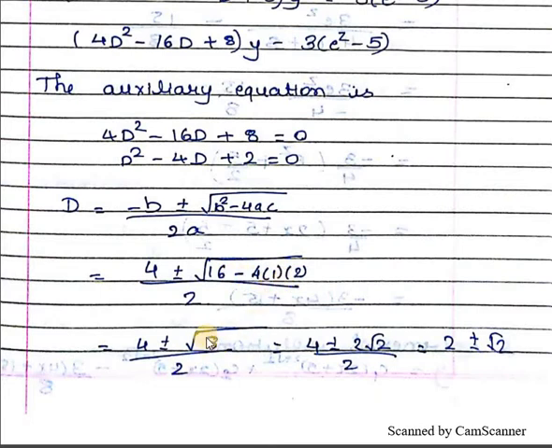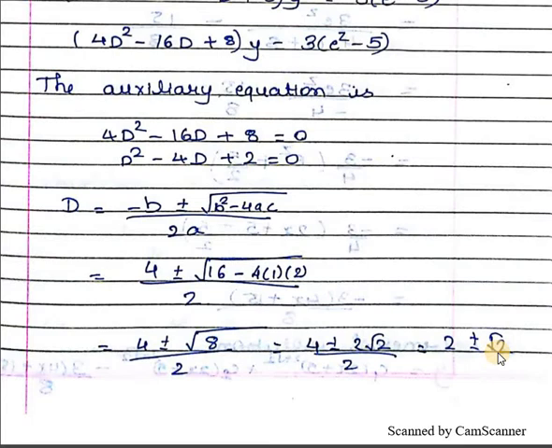Now √8 can be written as 2√2, because 8 can be written as 4 into 2, and √4 will be 2 and the root of 2 will be as it is. So this will be written as (4 ± 2√2)/2. Now dividing individually by 2, it will be 2 ± √2. So here, as you can see, the roots are real and different.